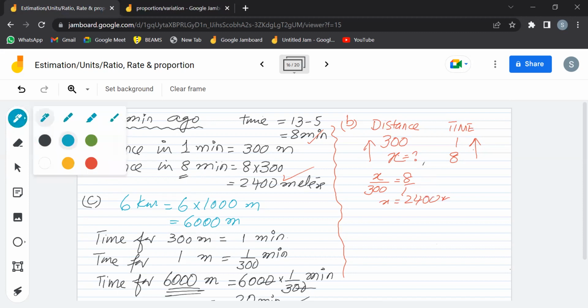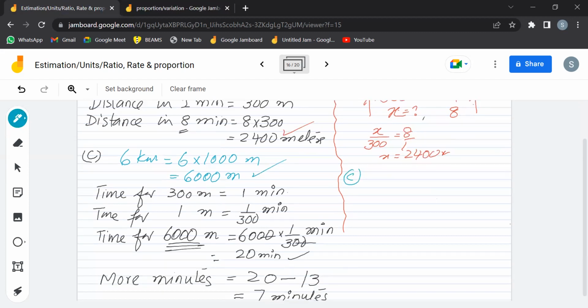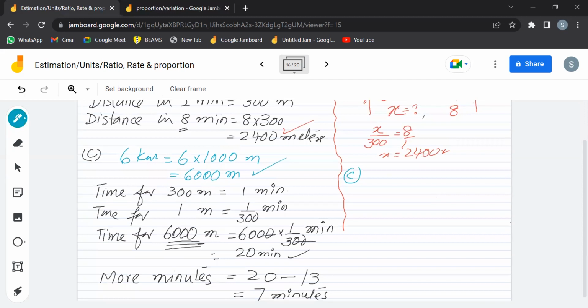And the last part C, after converting this to meters, the question was how many more minutes are required. Again, after reaching here, how many more minutes? Two categories: one is the time, the other is the distance in meters. So the basic rate we know is 300 meters in 1 minute.